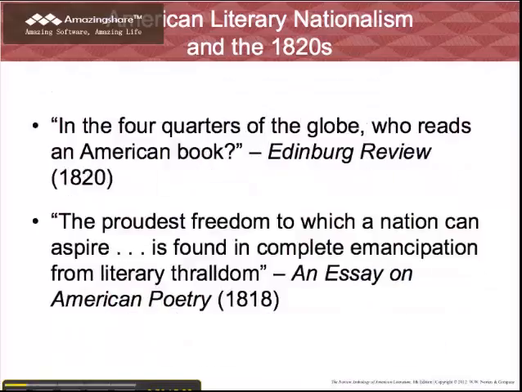One of the most immediate manifestations of cultural nationalism following the War of 1812 involved a transatlantic exchange between British and American journalists over the value of American literature. The most famous soundbite from what is often referred to as the Paper War is Sydney Smith's sarcastic demand from an 1820 issue of the Edinburgh Review, quote, "In the four quarters of the globe, who reads an American book?"